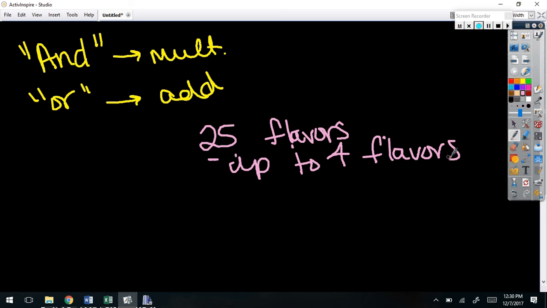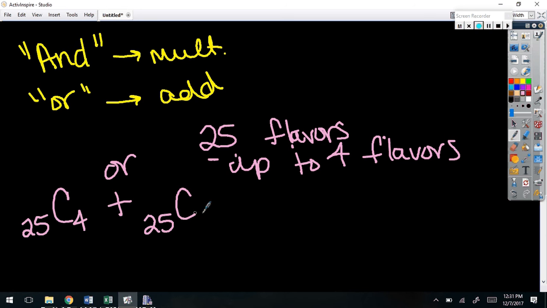So let's think about it. 25 choose 4 flavors, right? Is it an "or" or an "and"? Can you choose 4 flavors and 3 flavors, or 4 flavors or 3 flavors? You wouldn't choose 4 flavors and then another 3, because then you'd be at 7 flavors. So you have to think about the way it would be worded. Does that make sense? So 25 choose 4, or I'm going to add 25 choose 3, because they can choose up to 4 flavors, right?